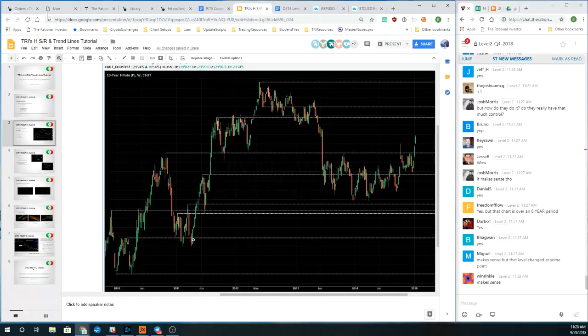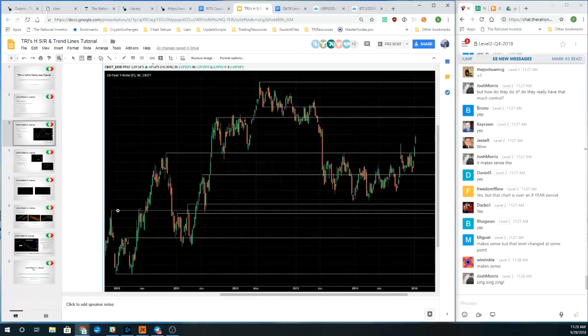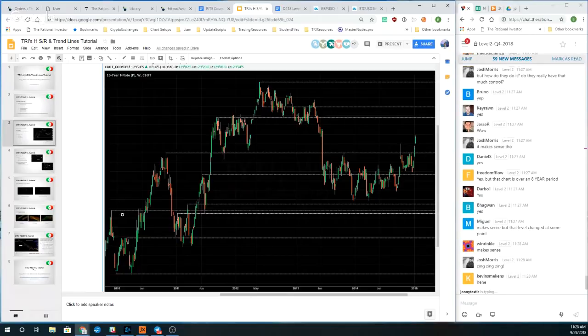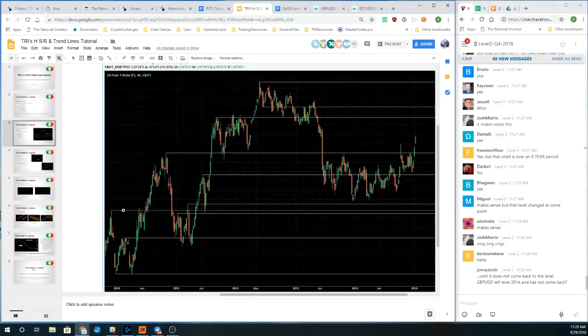Do you see that? So the irony of it all is this is actually where the institutions are doing their business. Now, what I need you to understand here is, why does the market only sit at this level for a very short period of time and then zip away?